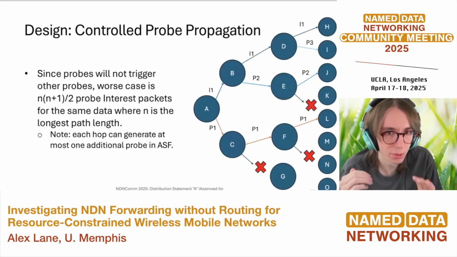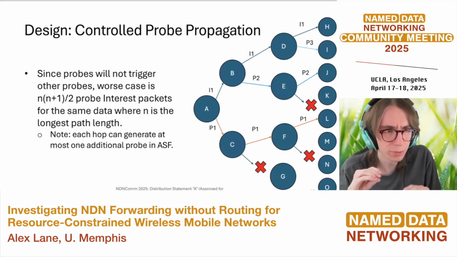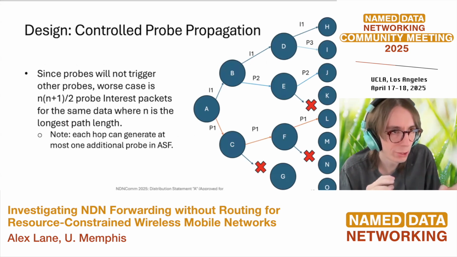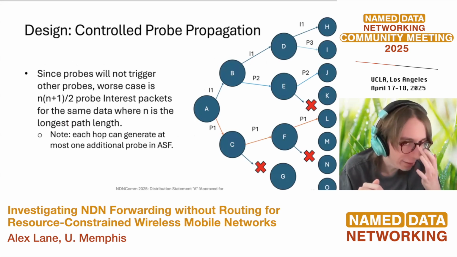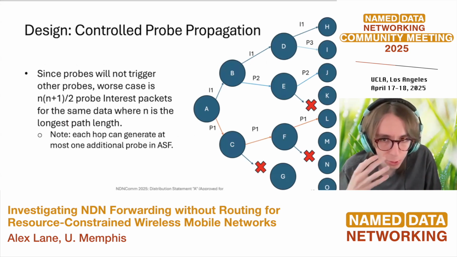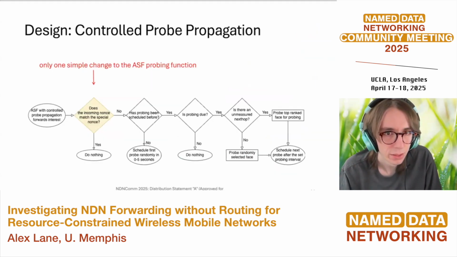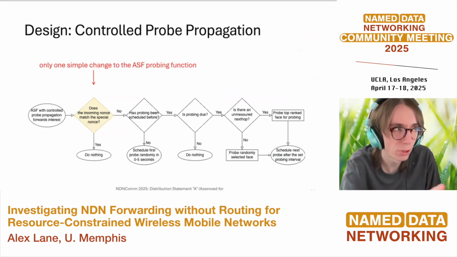This prevention of probes triggering other probes brings our growth of transmissions down to quadratic growth, which is still not necessarily optimal, but fundamentally, each hop can generate at least one additional probe and so on. It is significantly better than what we were able to accomplish previously. You can see here how this integrates into the probing workflow as a simple Boolean at the beginning.